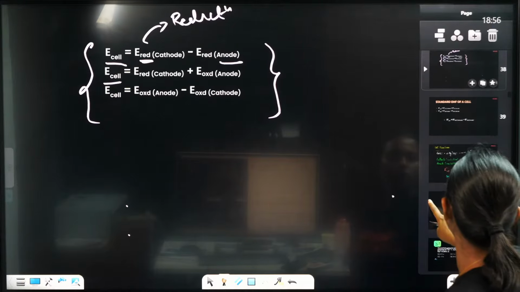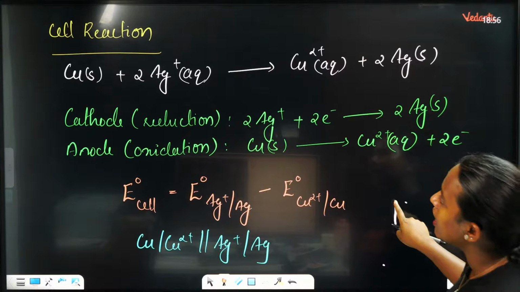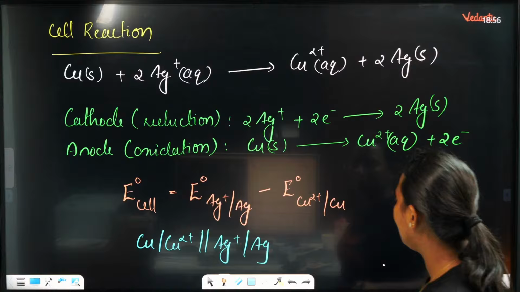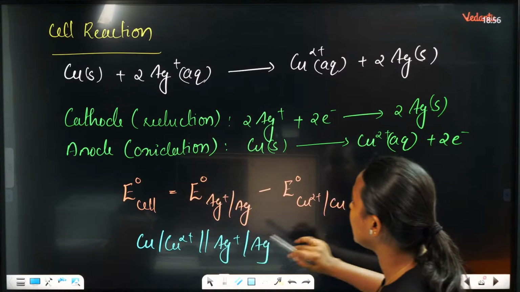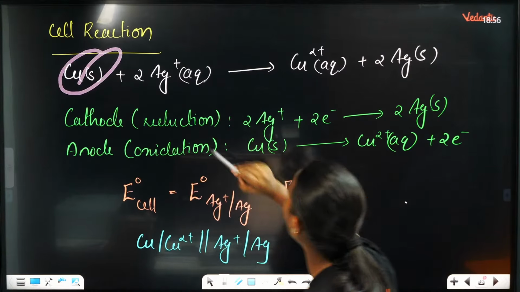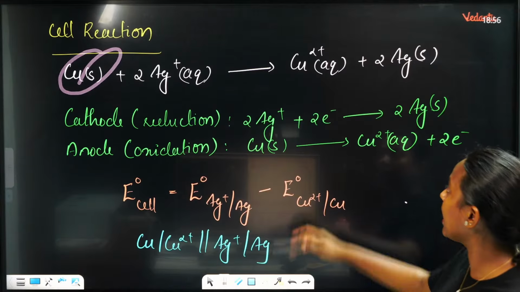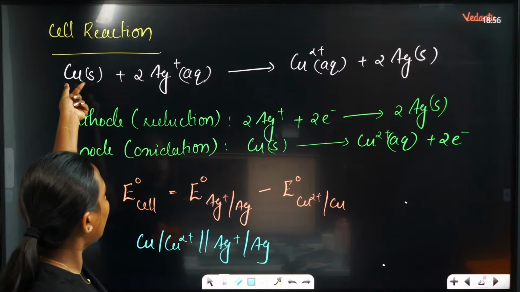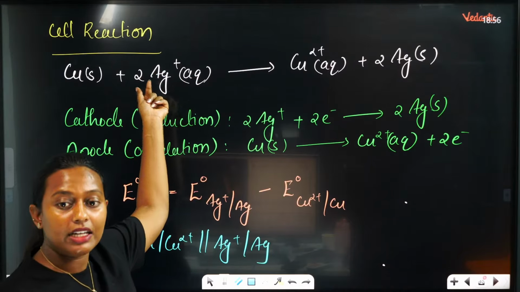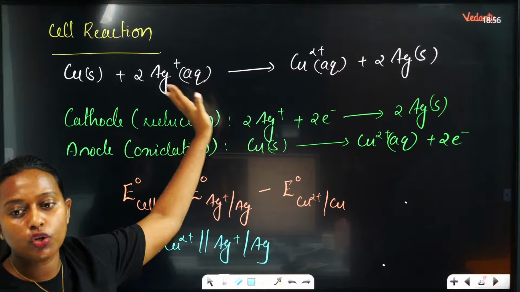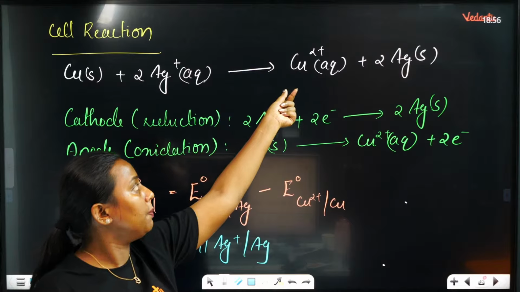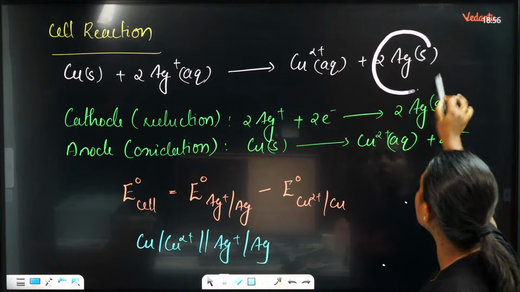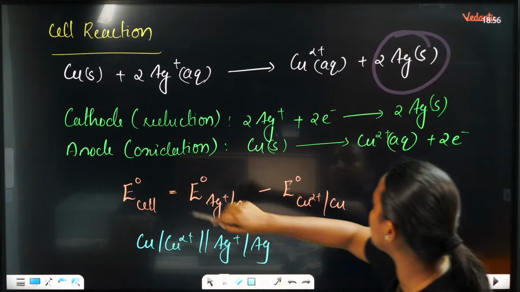Then we are moving to cell reaction. What is cell reaction? It's very simple. Here you can see copper and silver reacting, what will it give? Here copper is reacting in silver solution. What will happen? It will form copper solution and silver solid.